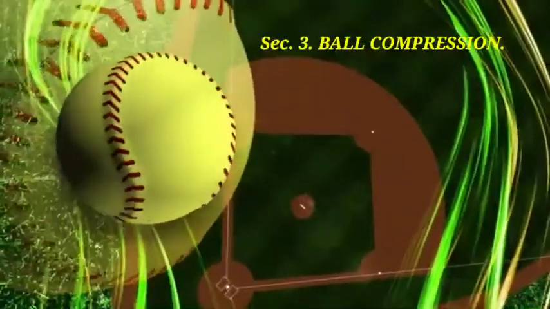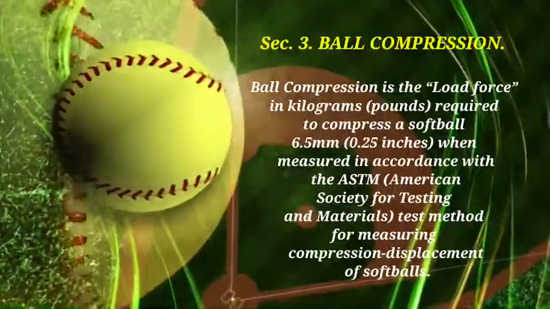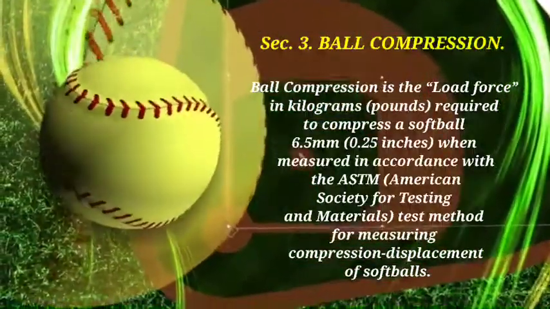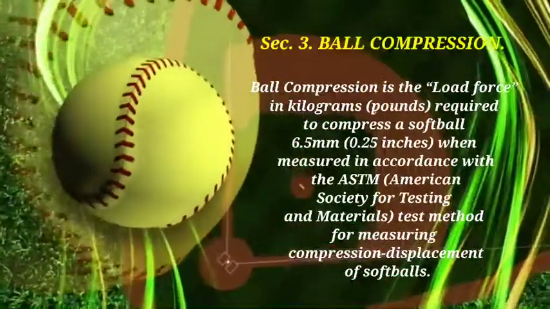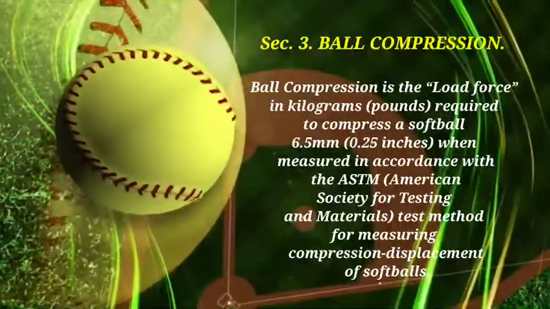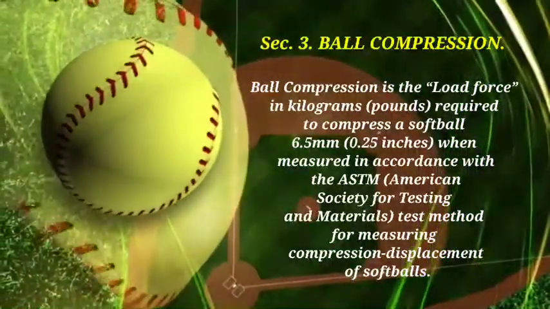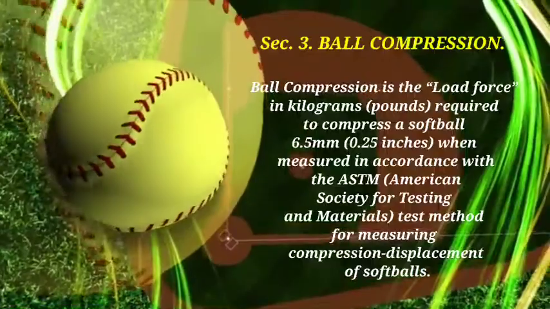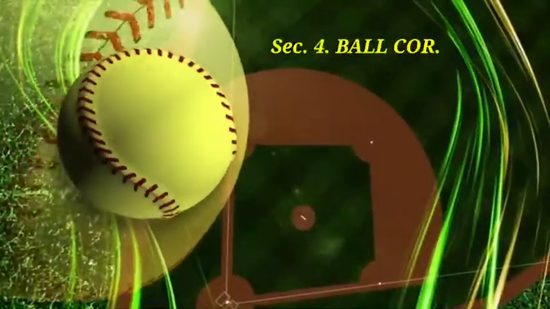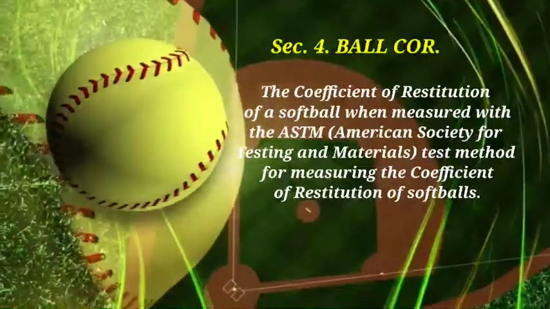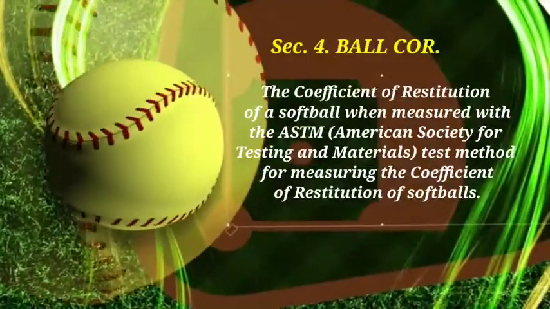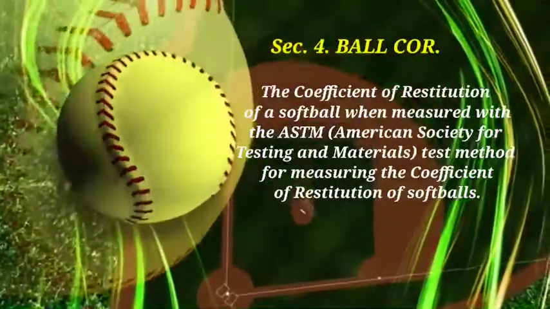Section 3 Ball compression. Ball compression is the load force in kilogram pounds required to compress a softball 6.5 mm, 0.25 inches, when measured in accordance with the ASTM, or American Society for Testing and Materials, test method for measuring compression displacement of softballs. Section 4 Ball core. The coefficient of restitution of a softball when measured with the ASTM, or American Society for Testing and Materials, test method for measuring the coefficient of restitution of softballs.